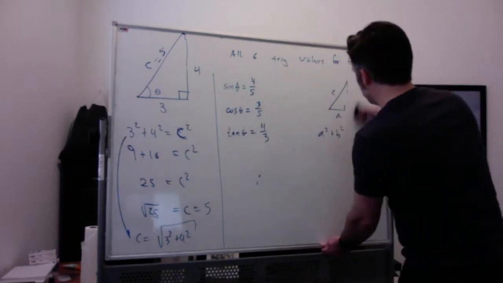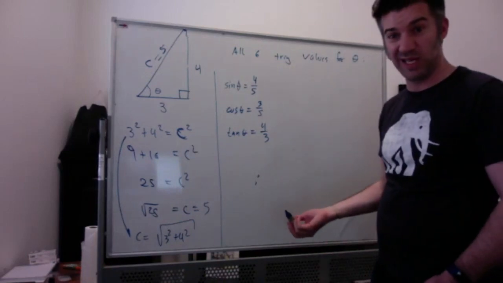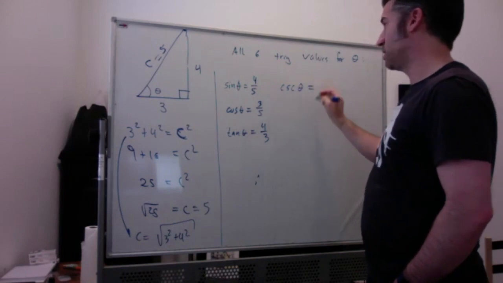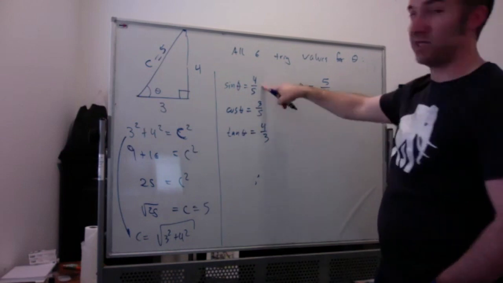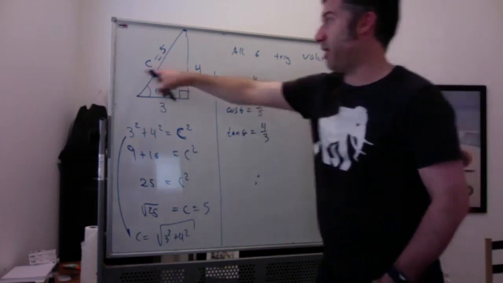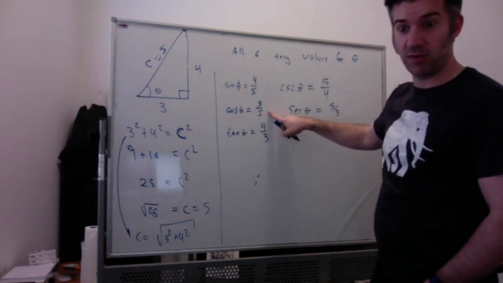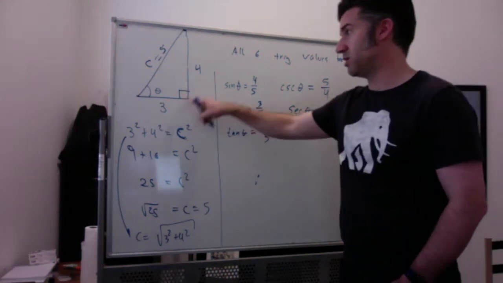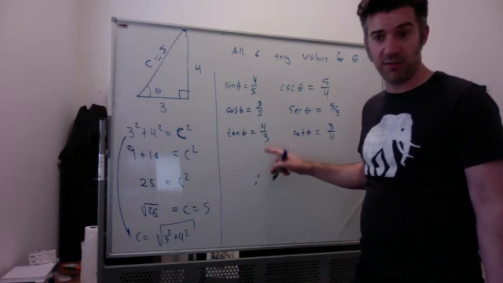I always like to write those 3 primary trig functions first, because then I can write the reciprocal ones really easily. The reciprocal of sine is cosecant. Cosecant theta is hypotenuse over opposite, which is 5/4. Or just that one flipped over. Secant of theta is hypotenuse over adjacent, which is 5/3. It's also just the reciprocal of cosine. And cotangent of theta is adjacent over opposite, which is 3/4. But it's also just the reciprocal of tangent of theta.